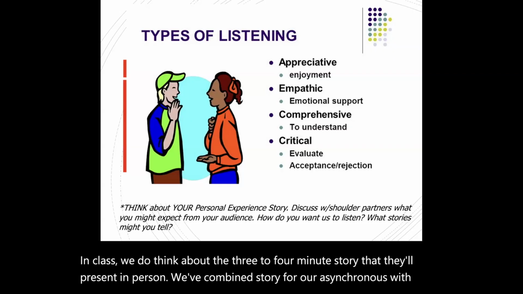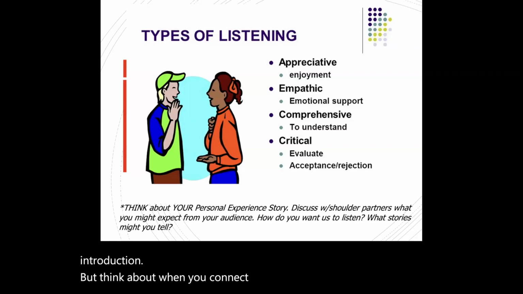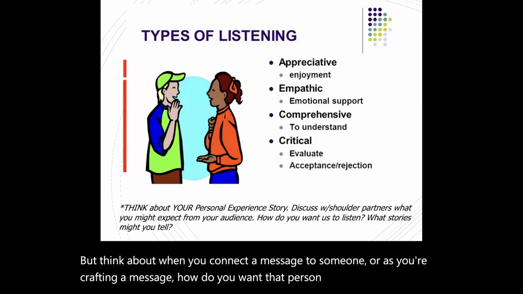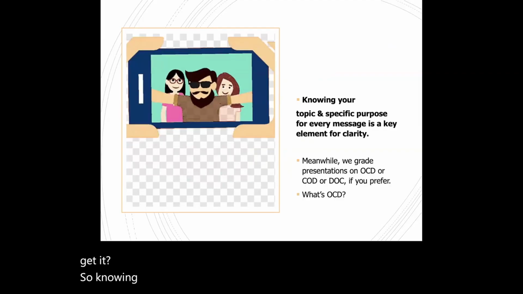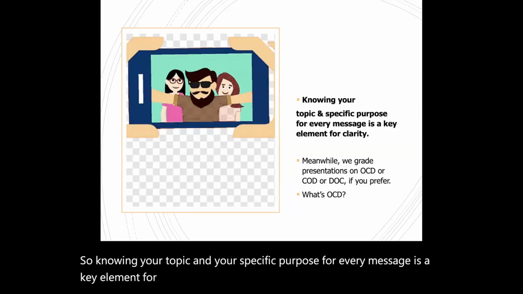Think about when you connect a message to someone or as you're crafting a message, how do you want that person to listen, that receiver to get it? So knowing your topic and your specific purpose for every message is a key element for clarity. And we decide the clarity of our message in a number of ways. This is how we assess our speeches.